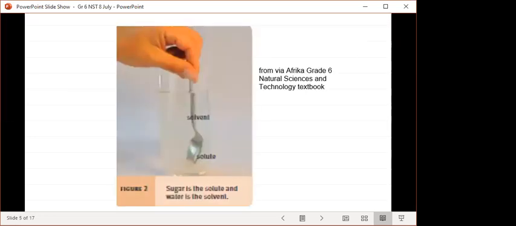This was a typical example that we used also yesterday. This is from the Via Africa Natural Science and Technology textbook, where we have sugar as a solute and water as the solvent. Again, remember, every mixture or every solution always has a solute and a solvent. Very important to note. And we said that the solute is the minor component of the solution.